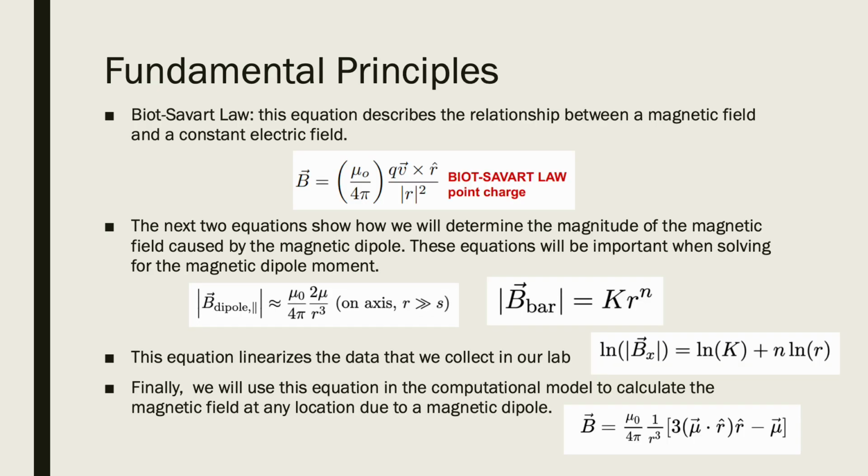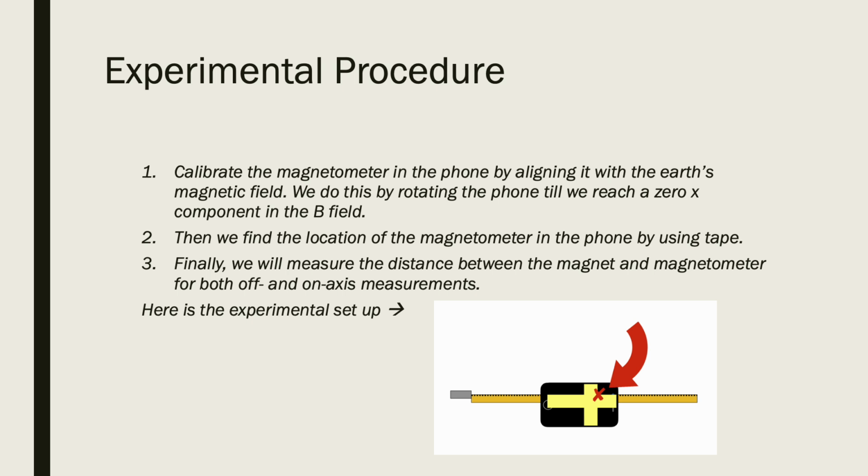Here are the fundamental principles of this lab. First, we use the Biot-Savart law. This equation describes the relationship between a magnetic field and a constant electric field. The next two equations show how we will determine the magnitude of the magnetic field caused by the magnetic dipole. These equations will be important when we are solving for the magnetic dipole moment. This equation to the right linearizes the data that we collected in our lab. Finally, we will use this equation in the computational model to calculate the magnetic field at any point due to a magnetic dipole.